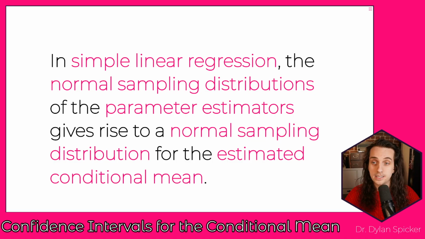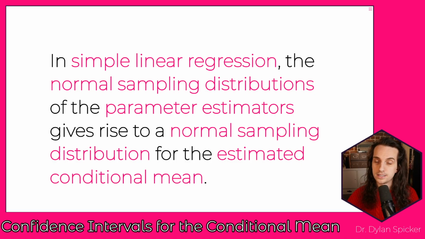So in a simple linear regression, because we have normal sampling distributions for both of our main parameters, the slope and the intercept, this is going to give rise to a normal sampling distribution for the estimated conditional mean of the distribution. For that conditional mean, we can get point estimates by plugging into our estimated regression model, and then we can also get intervals around those point estimates, right? Standard confidence intervals are based on the t distribution, and as a result, everything that is relevant to t-based confidence intervals is going to be relevant in this case.